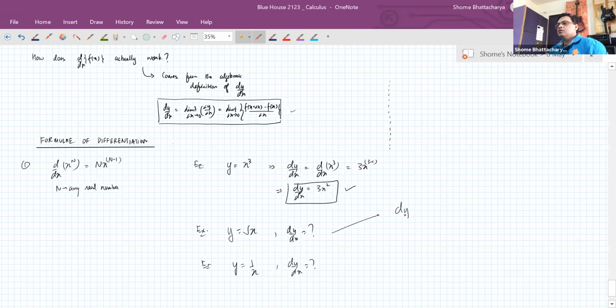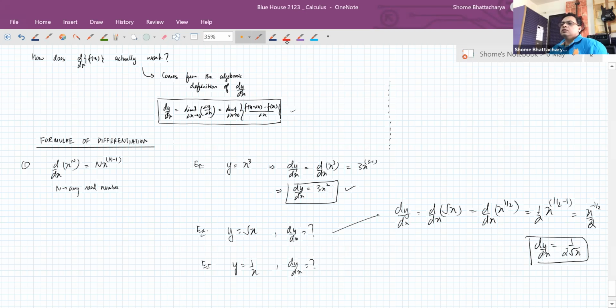For this one, this is differentiation of root x, which we can write as differentiation of x to the power half. So that will become half into x to the power half minus 1, or x to the power minus half divided by 2. So we can also write this as 1 by 2 root x. Okay. So this will be for this one.